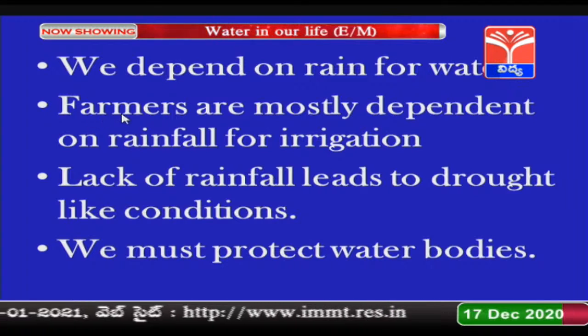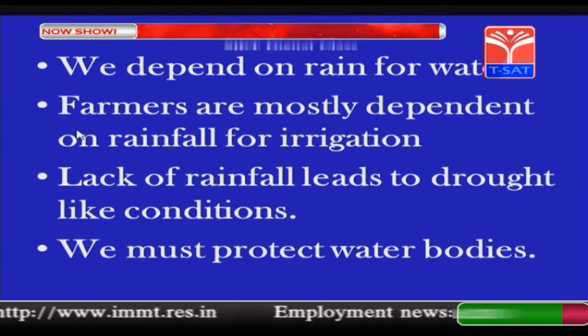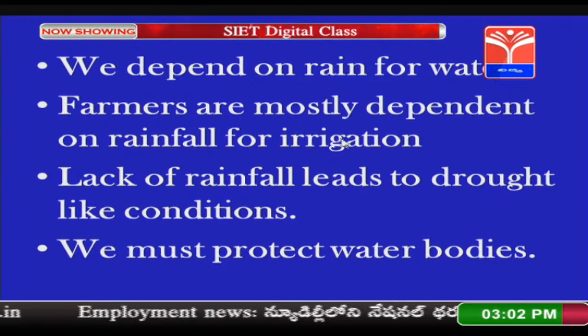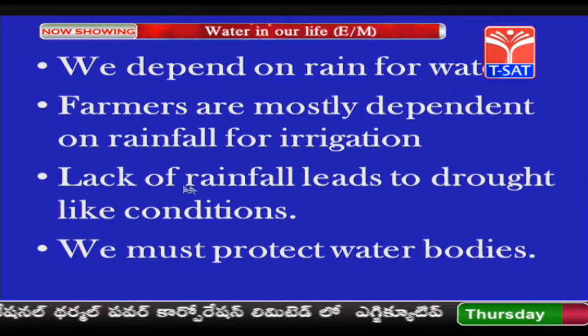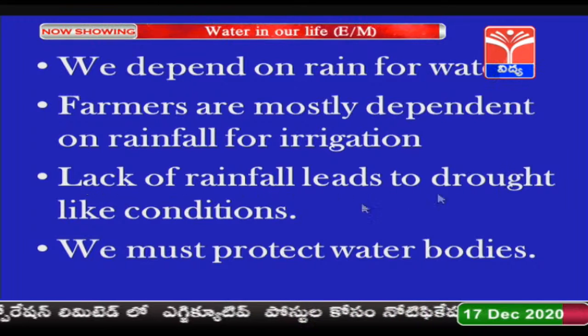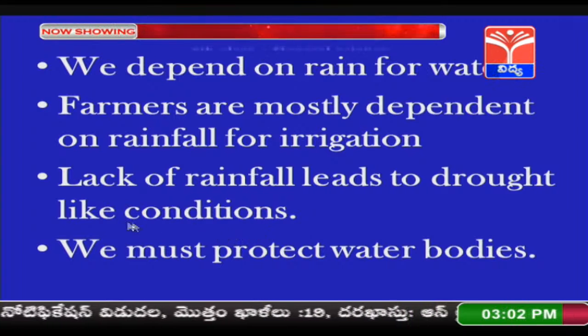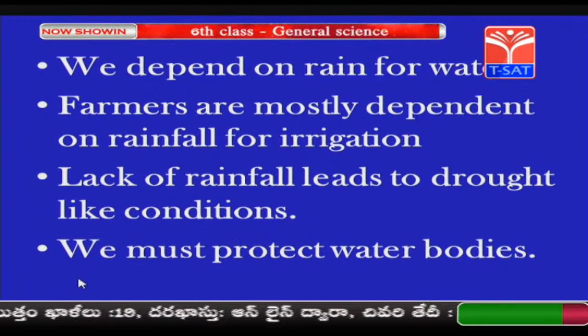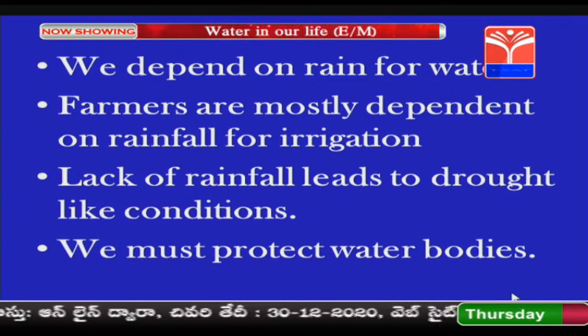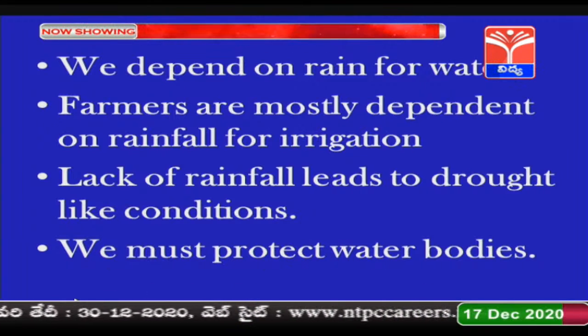What about farmers, children? Farmers are mostly dependent on rainfall for irrigation, that is growing of crops. What happens? Lack of rainfall leads to drought-like conditions, that is no growth of crops or lack of water. So, we must protect water bodies. Children, we must not throw waste in the rivers or lakes. What happens? They spoil the water bodies. So, shall I give you some questions, children?